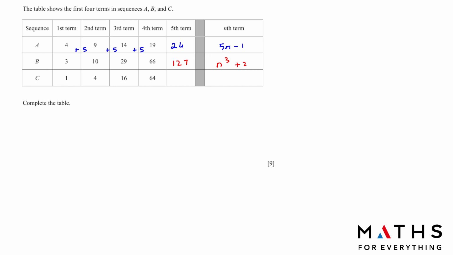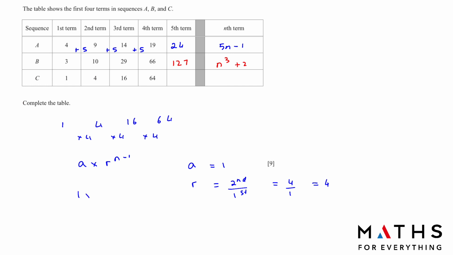Now for sequence C, we have 1, 4, 16, 64. 1 times 4 is 4, 4 times 4 is 16, 16 times 4 is 64. So this is a geometric sequence. The formula for a geometric sequence is a multiplied by r to the power of n minus 1. A is your first term. Our first term is 1. And r is the ratio, the second term divided by the first term. So 4 divided by 1 is 4. That's it. You just needed to know that.